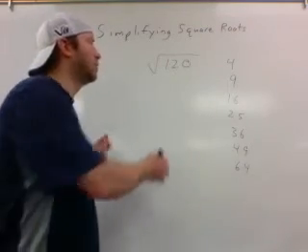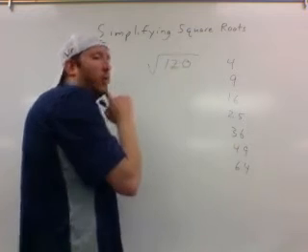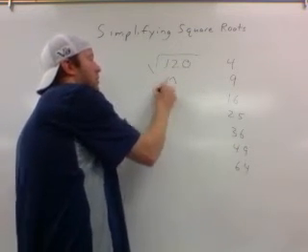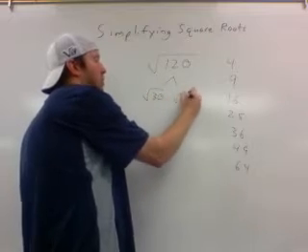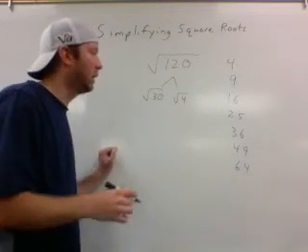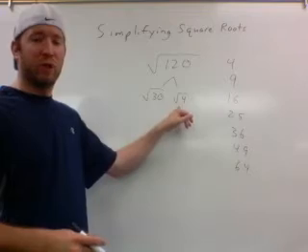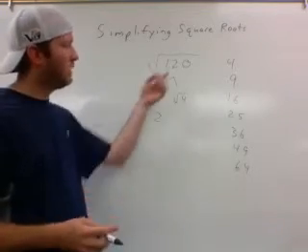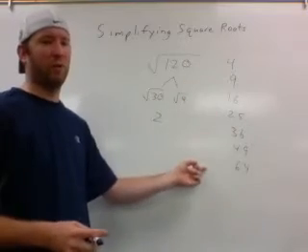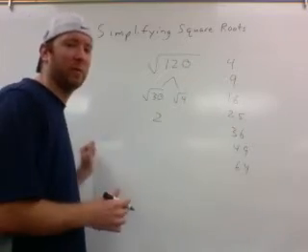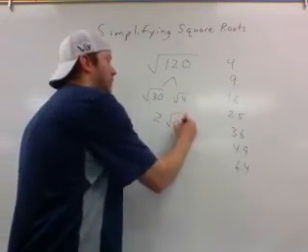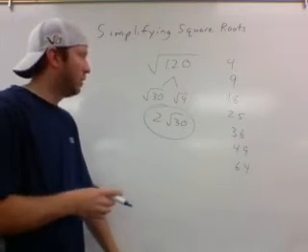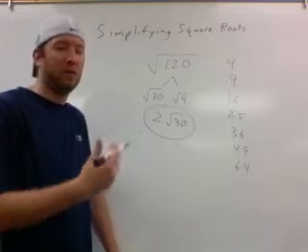Okay. So 120, 4 is going to go in there 30 times. So I can rewrite this as the square root of 30 and the square root of 4. Well, the square root of 4 is 2. And if I think about the square root of 30, none of these go into 30, so I can't simplify that down. So that's it. There's my answer. My answer is simply going to be 2 square roots of 30. And that's as good as I can do.